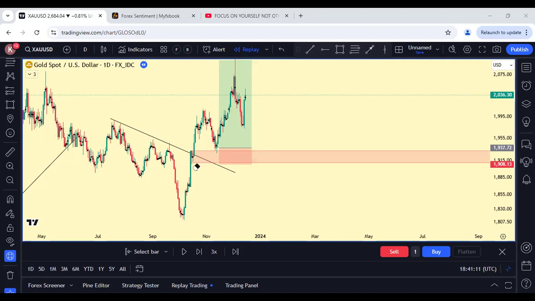This is one way out of 4 ways that we draw our demand and supply. Out of 4 ways that we draw our demand and supply, this is one of them. We still have 3 other methods that we use to draw our supply and demand.